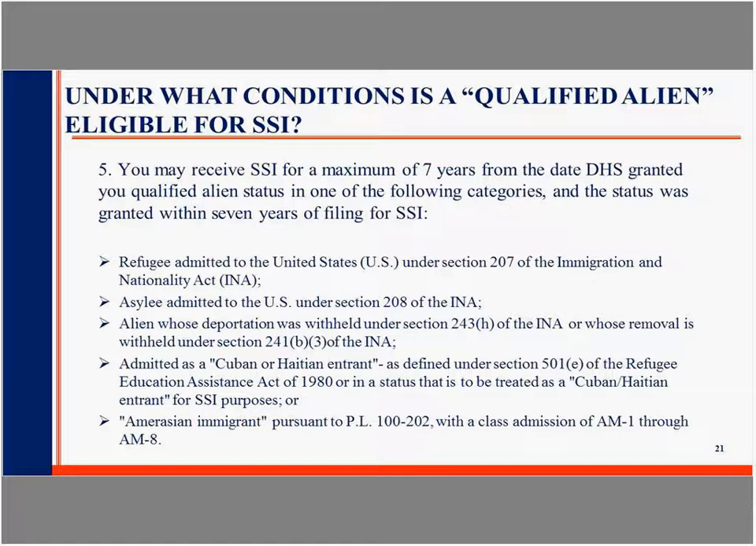A refugee admitted to the U.S. under Section 207 of the Immigration and Nationality Act, that's INA. An asylee admitted to the U.S. under Section 208 of the INA. An alien whose deportation was withheld under Section 243H of the INA or whose removal is withheld under Section 241B3 of the INA. A Cuban or Haitian entrant as defined under Section 501E of the Refugee Education Assistance Act of 1980, in a status that is to be treated as a Cuban Haitian entrant for SSI purposes.